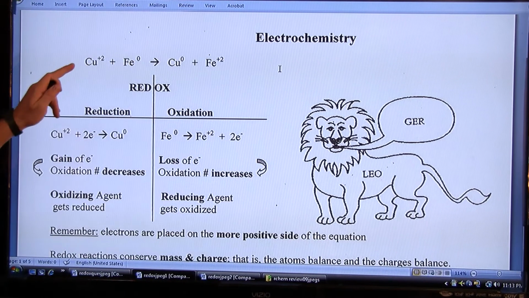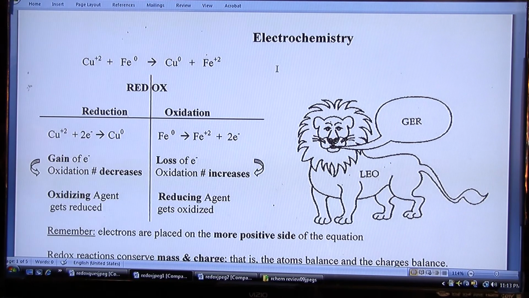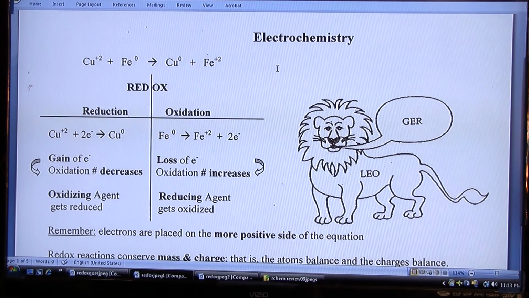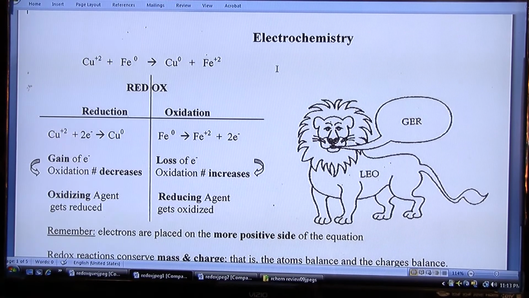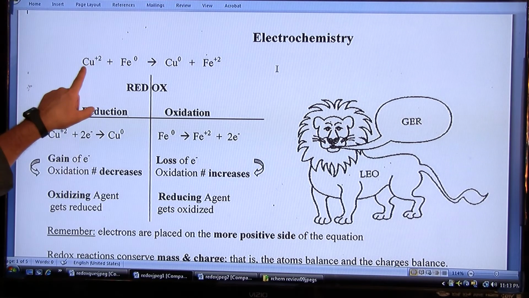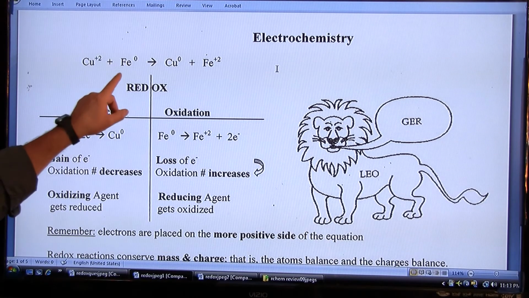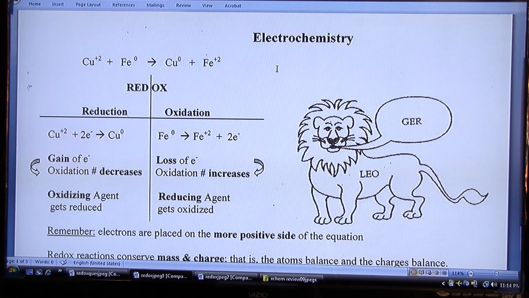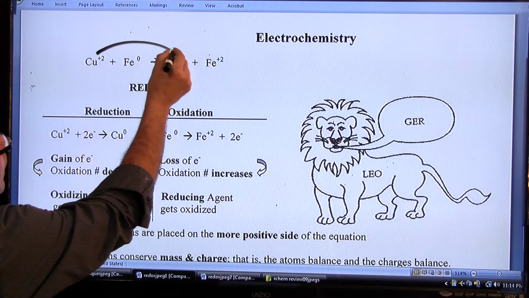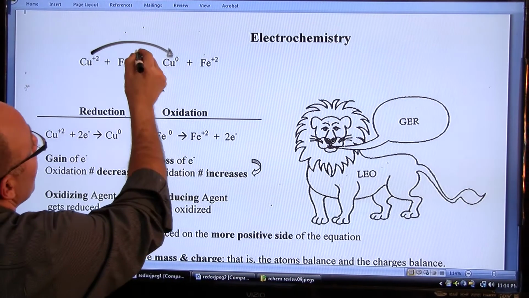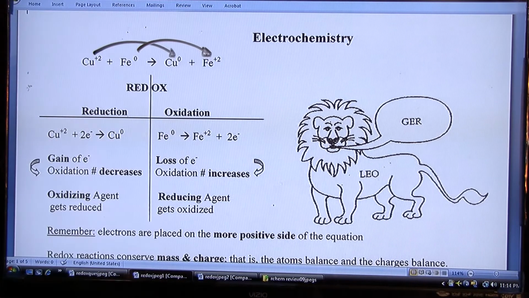Now, let's take a look at this reaction up here, which is a net ionic equation. In other words, everything has been removed that doesn't change, just so we can look at the things that are changing. And so we have copper plus 2 going to copper 0, and iron 0 going to iron plus 2. So right away we can tell that this is a redox reaction because we see a change in the oxidation numbers of two things. The copper plus 2 is going to 0, and the iron 0 is going to iron plus 2. Now this would be the total reaction.